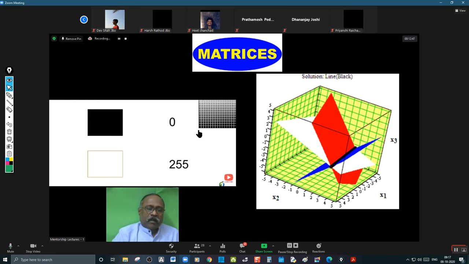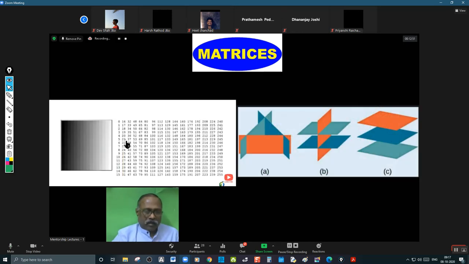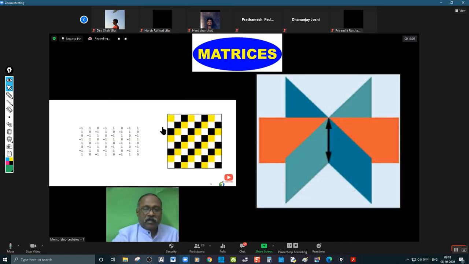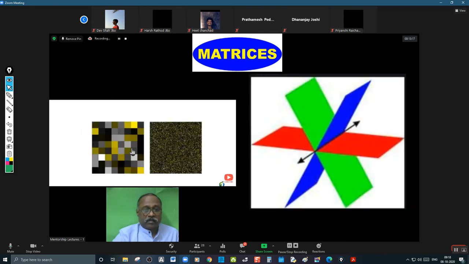Similarly, in grayscale, the color combinations, just see how many colors they define: 0 to 255, there are 256 shades. They define the numbers for the negative side of black and the positive side, and like that it is formed. All these are made up of matrices only.